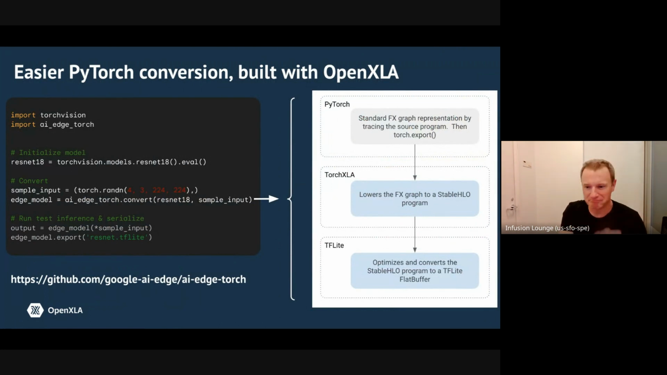What we're bringing to developers is an easier flow. You pip install AI Edge Torch, and you can see the GitHub repo there. Effectively that just allows you to call convert in PyTorch and get a TF Lite file that contains Stable HLO. On the right-hand side shows what the flow is.